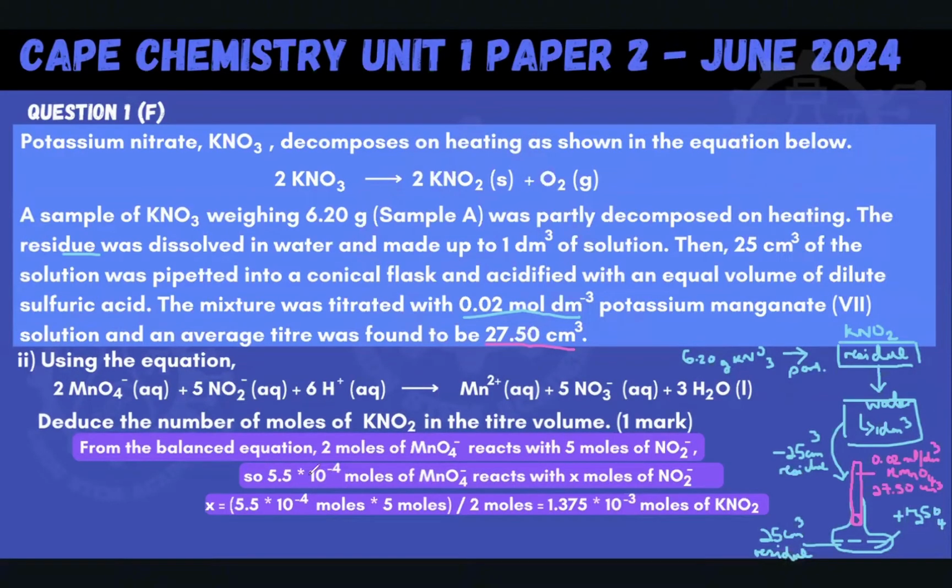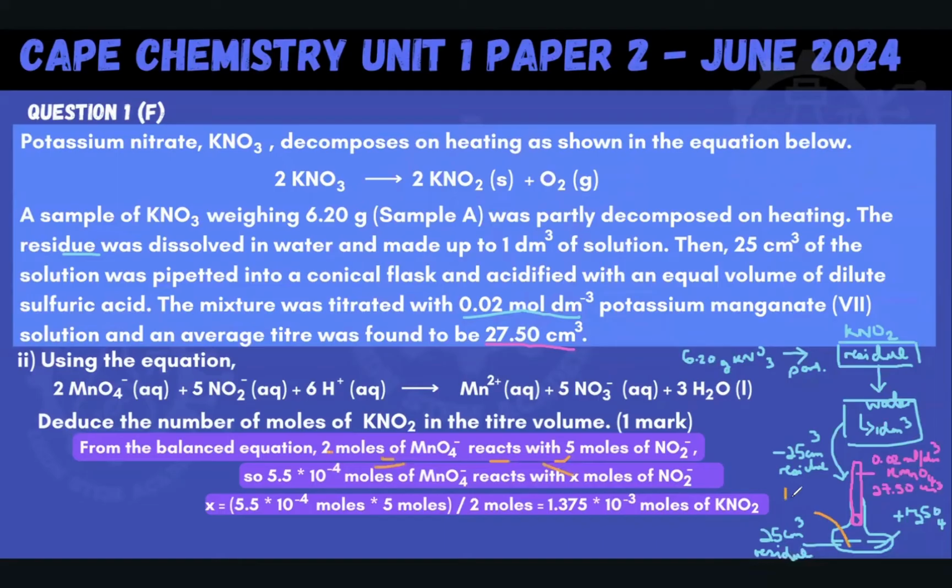We just do 5.5 times 10 to the minus 4. We cross multiply that with this 5 here. And then we would cross multiply the x with the 2 moles, right? And so in the end, we end up with 5.5 times 10 to the minus 4 times 5 divided by 2 moles to find x. And that x turns out to be 1.375 times 10 to the minus 3 moles of KNO2. So that's what was in here. So I'm just going to add that in here.